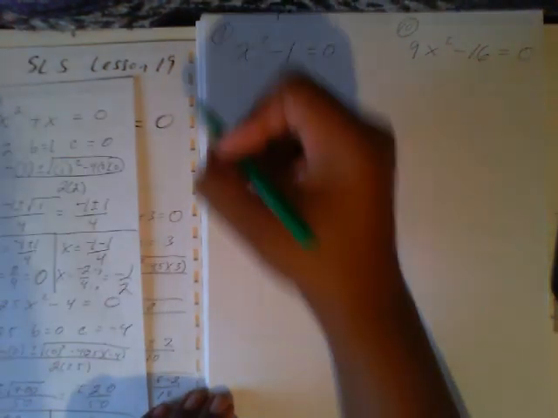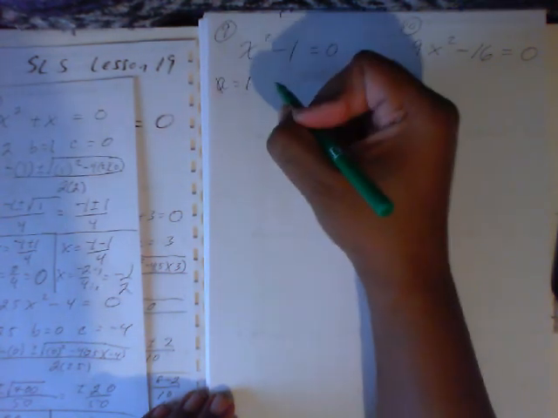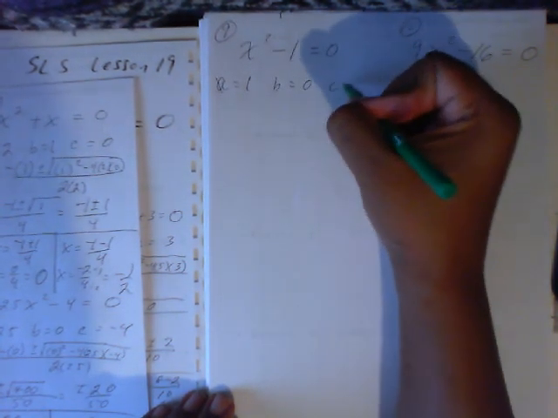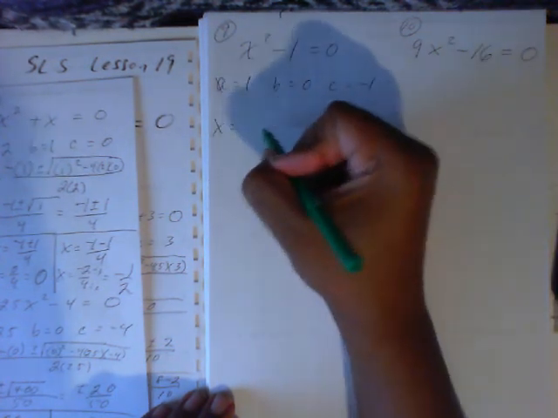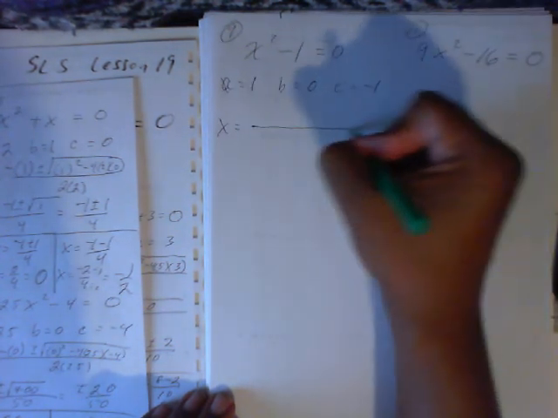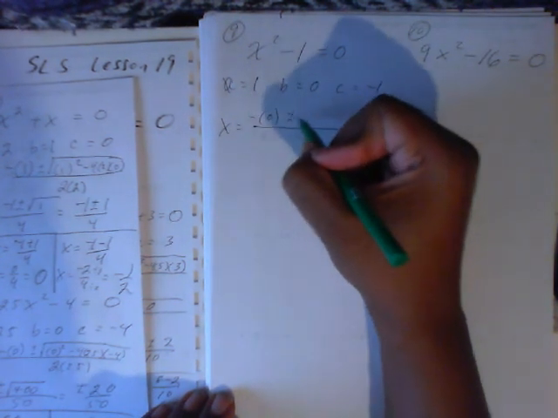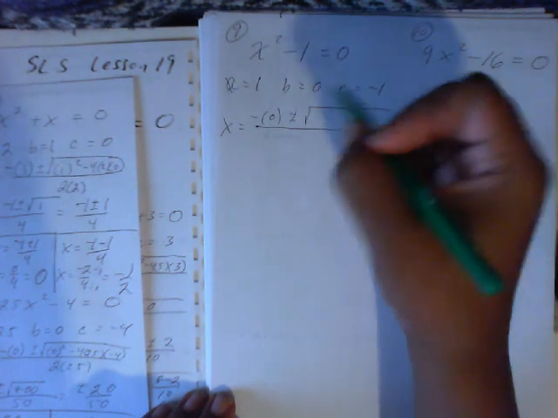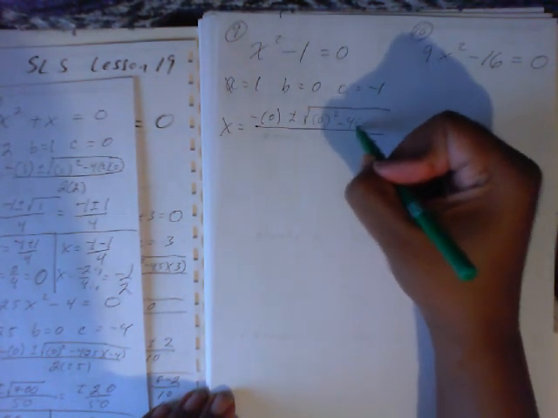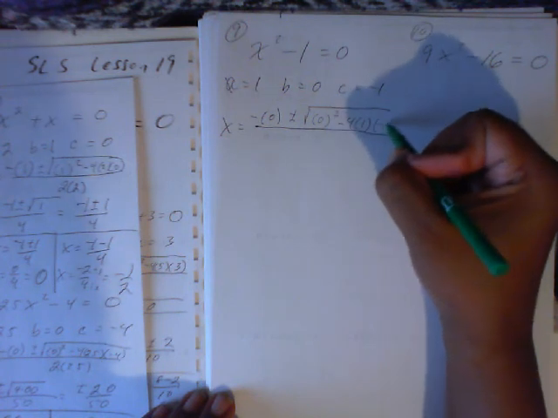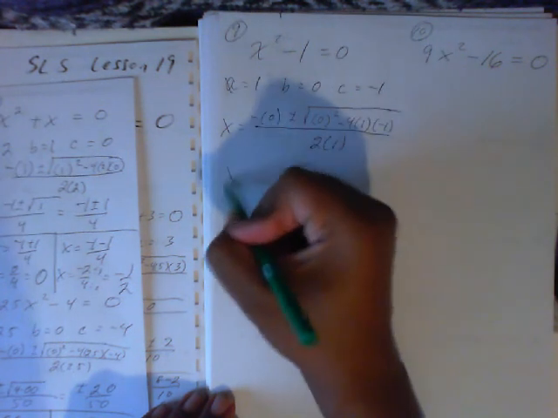Number 9. A is equal to 1, understood 1 in front of x squared. B is 0, and c is negative 1. Here we have x equals the opposite of b, so opposite of 0, plus or minus the square root of b squared, so 0 squared, minus 4 times a, which is 1, and times c, which is negative 1. And that's all over 2 times 1, which is a.